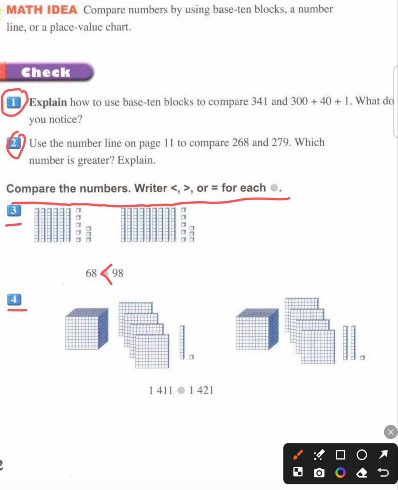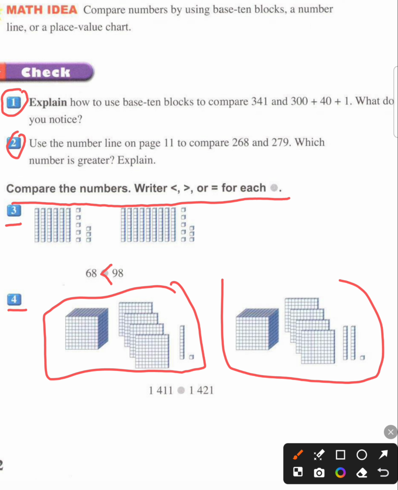Second, the question number 4. We have this number, and as you can see, this is the same. 1000, they are the same. 400, they are the same. But now we have 110, and here we have 2 tens. It means this is more, it is greater than.